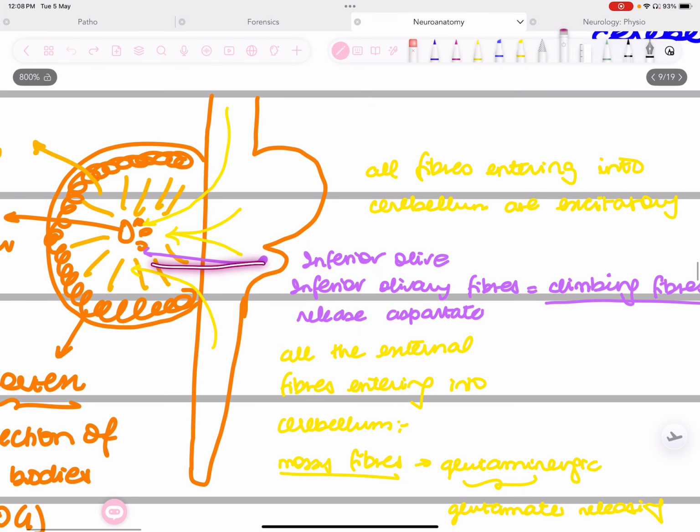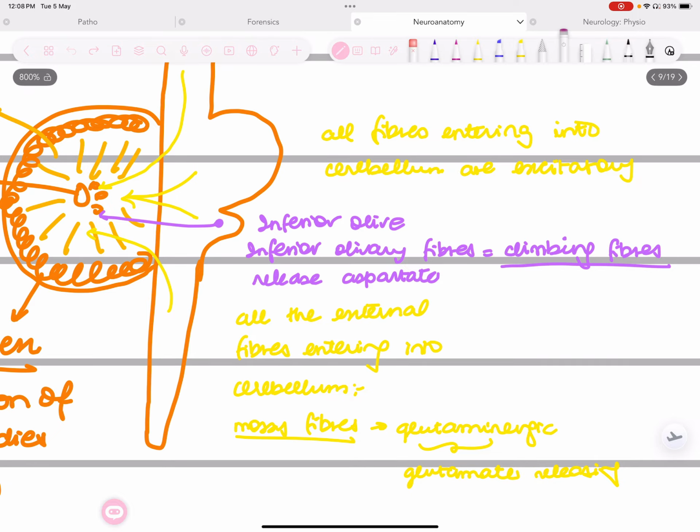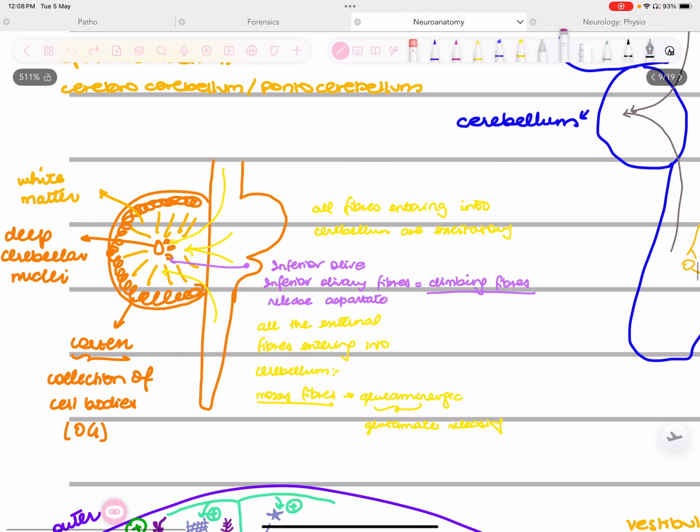Climbing fibers are the ones that come from the inferior olive. So they are basically inferior olivary fibers, and they go all the way up to the molecular layer, and these release aspartate. Now you have mossy fibers. They come from all the other remaining regions. For example, they could come from the cerebrum, the brainstem, the vestibular nuclei, or the spinal cord. So those are mossy fibers, and they release glutamate, so glutamatergic. Aspartate and glutamate, right? So these are climbing and mossy fibers.